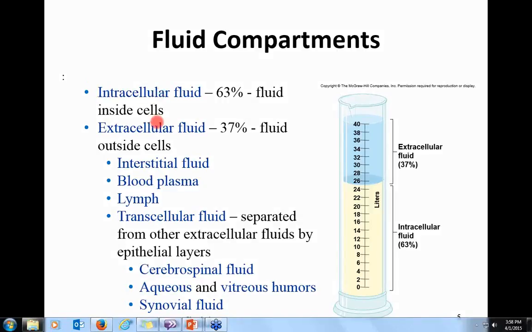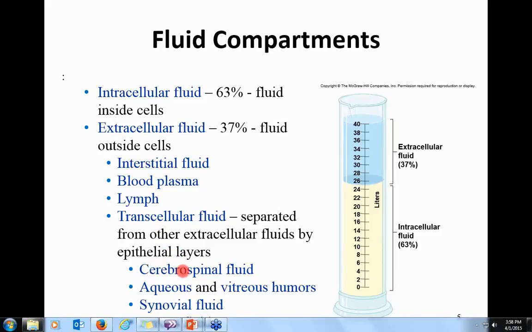Intracellular fluid is fluid inside the cells, and extracellular is outside. This includes interstitial fluid, blood plasma, and lymph. Remember, these are all the same fluid, it just depends on their location. And then there are special fluids called transcellular, which are separated by epithelial layers.